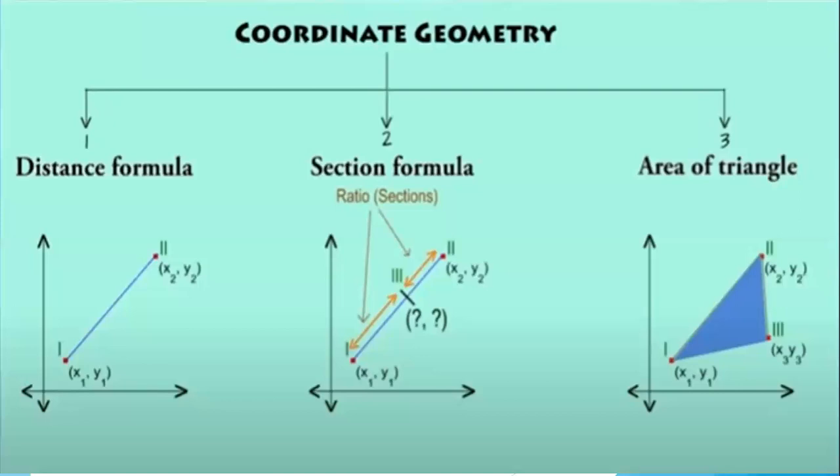Now the last one is your area of a triangle, where 3 points are given and a triangle is formed with them. So we will see how to find the area of a triangle using a formula, but this area of triangle is not from the exam point of view. Okay, so this is all about coordinate geometry.